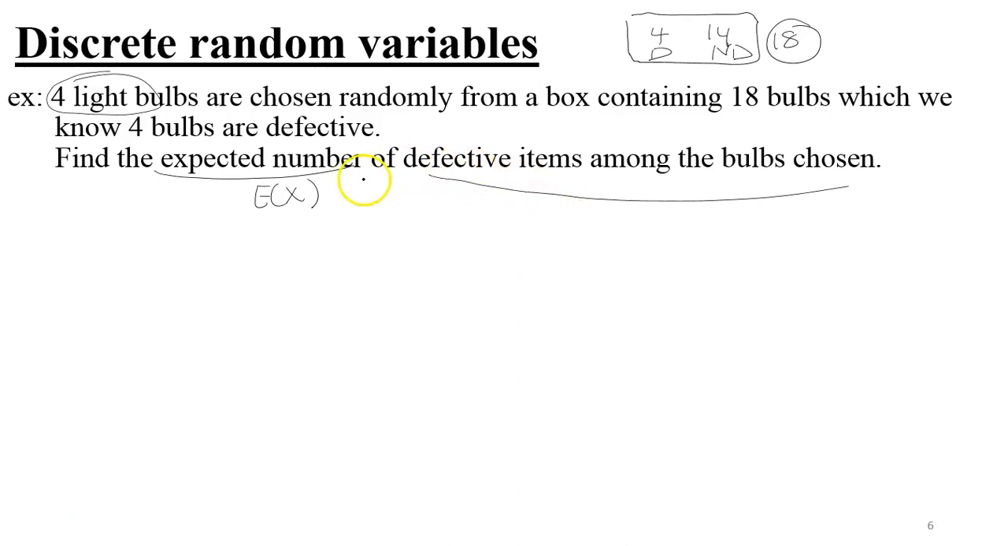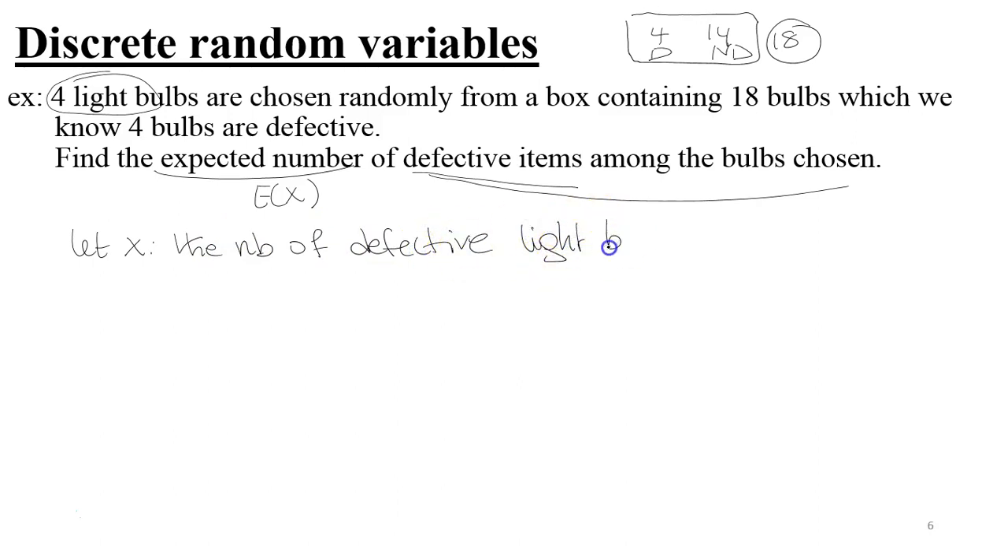So over here, the proper or convenient random variable that you need to define is in fact the number of defective items among the 4 items chosen. So we start by defining the random variable as follows. Let X be the number of defective light bulbs among the 4 chosen. Okay, so the first step is defining your variable.